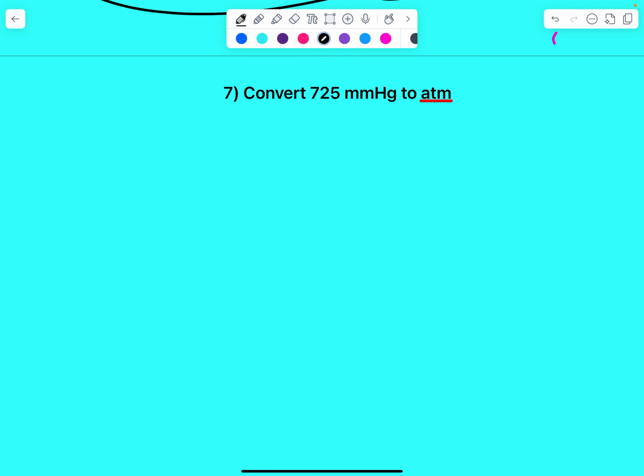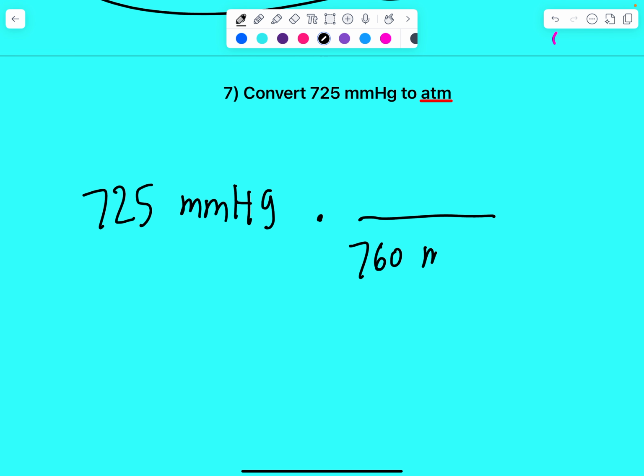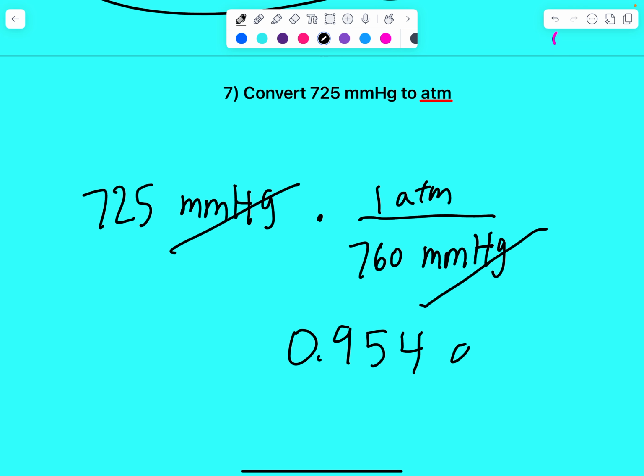Okay, let's try the next one. Convert 725 millimeters of mercury to ATM, right? So let's start with what we have. We have 725 millimeters of mercury. I know from the conversion list that 760 millimeters of mercury is for every 1 ATM. Millimeters of mercury cancels out. One's in the numerator, one's in the denominator. And I end up with 0.954 ATM.